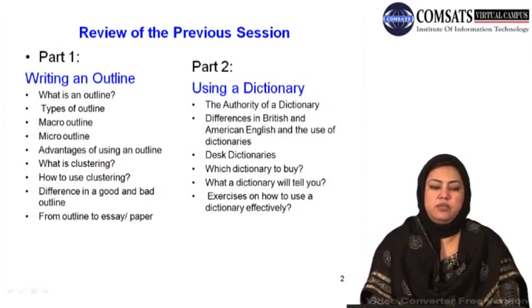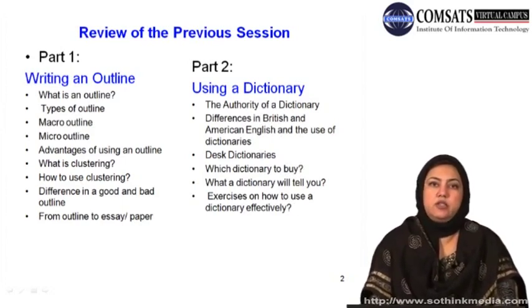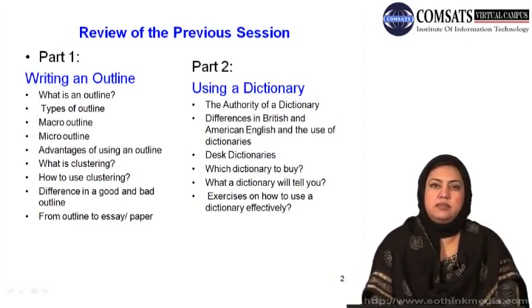In part 1, we started talking about what is an outline, and then I shared with you main types of outline. I discussed the definitions and characteristics of macro and micro outlines and how they are used in different situations. I also gave you some sample examples of these outlines.